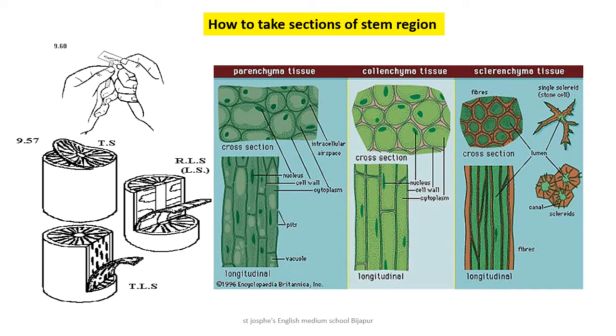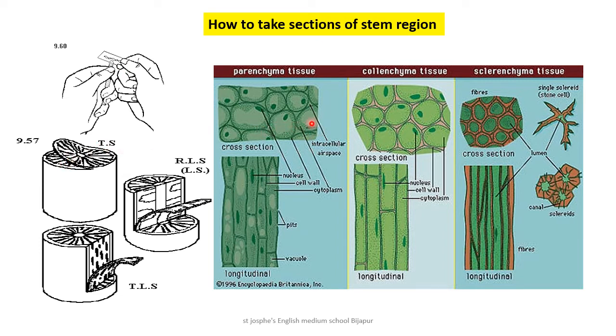How do we take sections of the stem region? There are two ways by which you can take a section. It is called the cross section or transverse section, and the longitudinal section. Transverse section means when you hold the stem in your hand and take a horizontal section of it, this is called the transverse section.